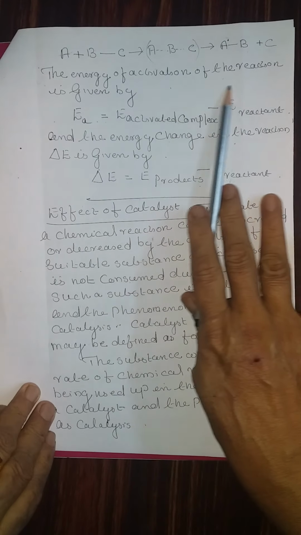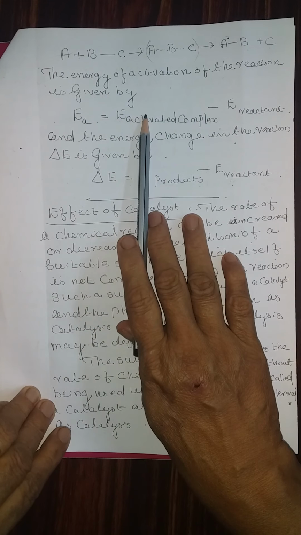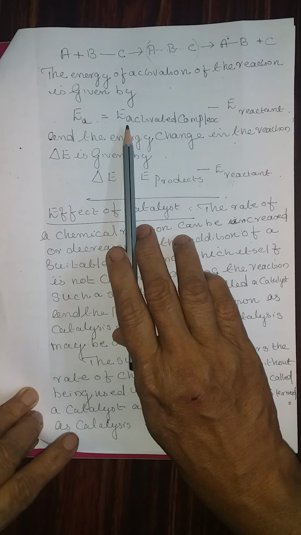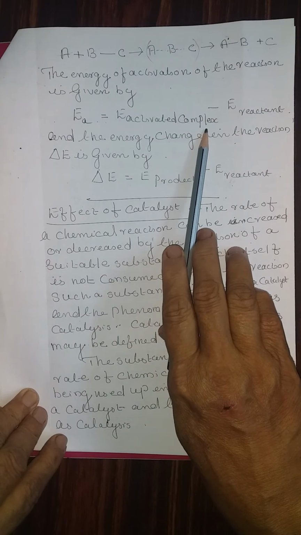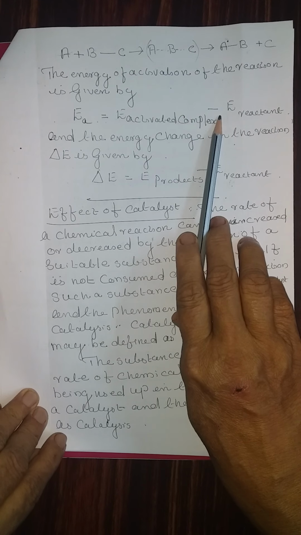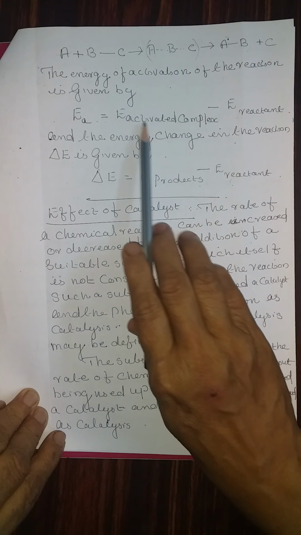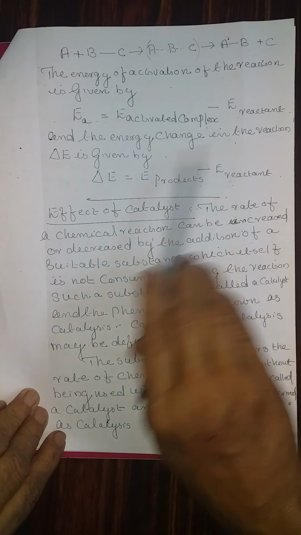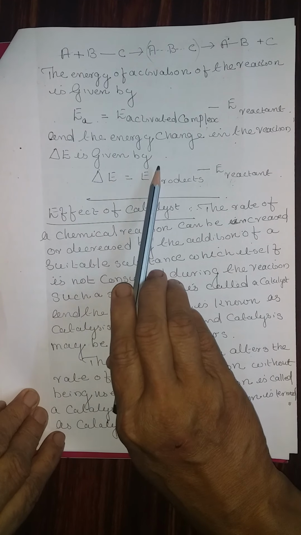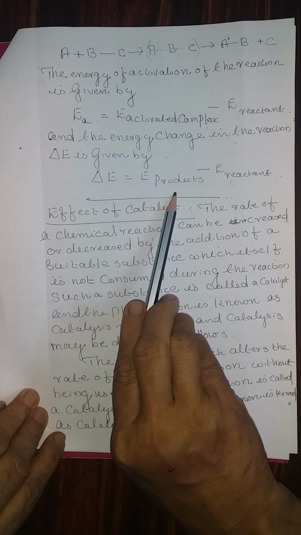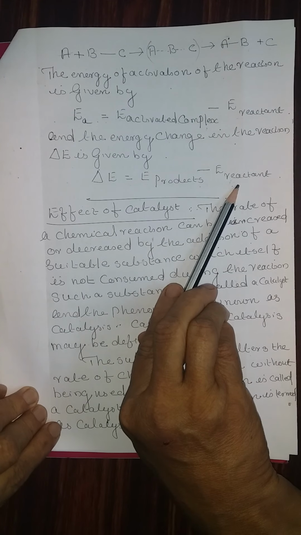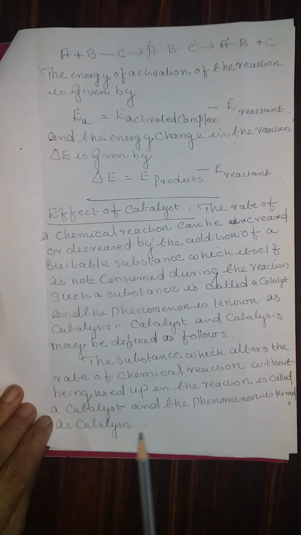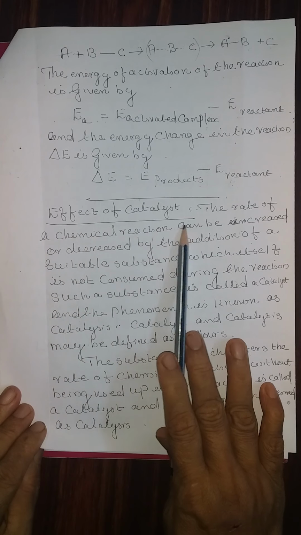The energy of activation of the reaction is given by EA is equal to the energy of the activated complex minus the energy of the reactants. This is equivalent to the threshold energy. And the energy change in the reaction, delta E, is given by the energy of the products minus the energy of the reactants. Next, effect of catalyst.